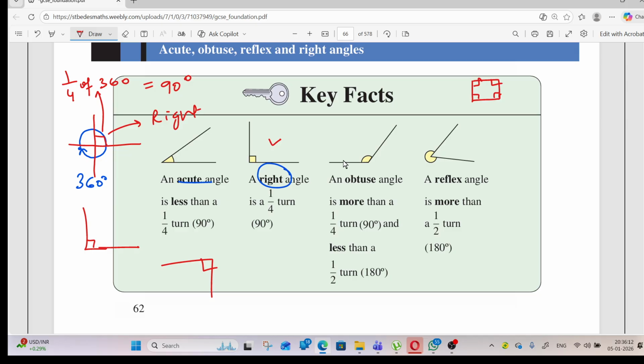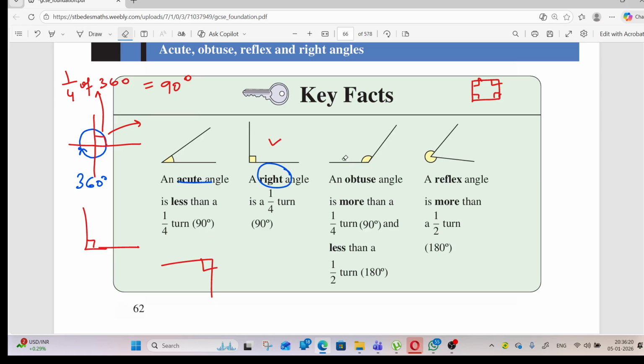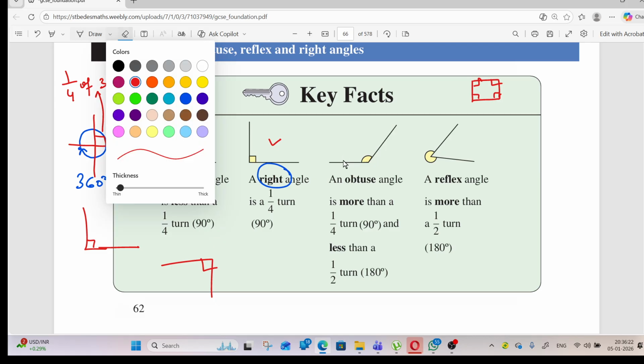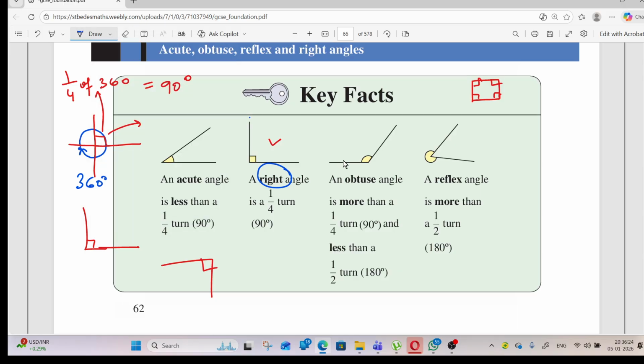You can see this angle is less than 90, right? How do I know that this is less than 90? Because if you draw there, let me change the color. This much is 90, right? This is 90 degrees, which is a right angle, but this is only this much. So this is less than this, right? So this is called an acute angle.